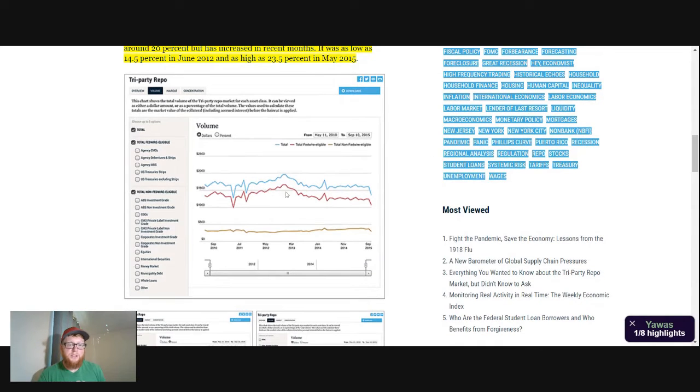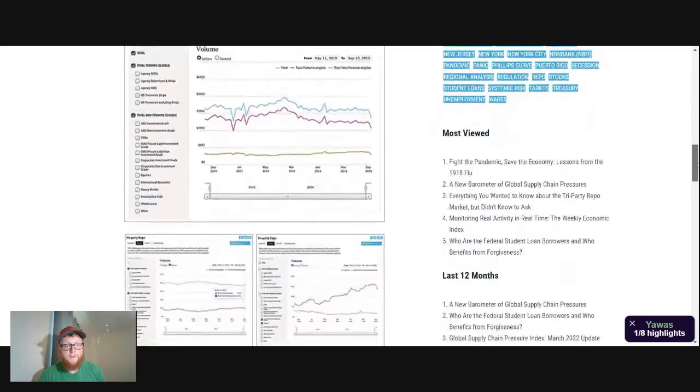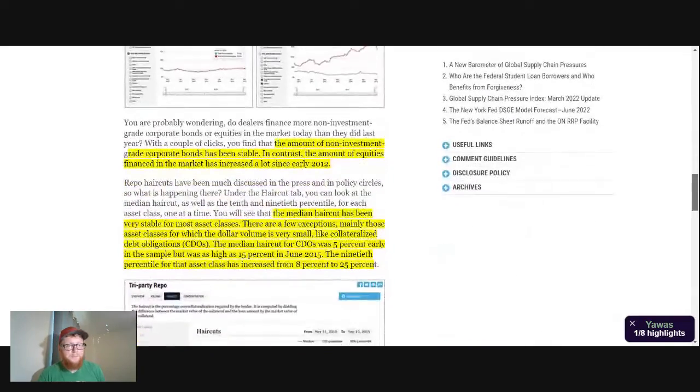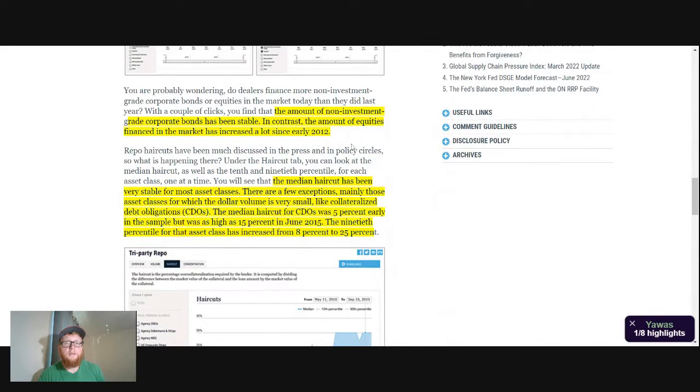Here's a screenshot they have of the tool itself. You can see this is with volume, and you can put dollars, percents, and a whole bunch of other different assets. We'll go over to the tool in a minute so you can see it better. The amount of non-investment grade corporate bonds has been stable, as you can see in the tool. In contrast, the amount of equities financed in the market has increased a lot since early 2012. That's one thing this tool can be used for: seeing the different types of assets that are used.